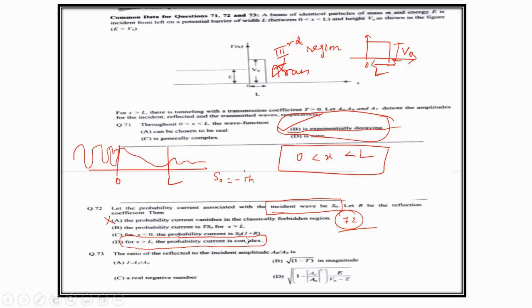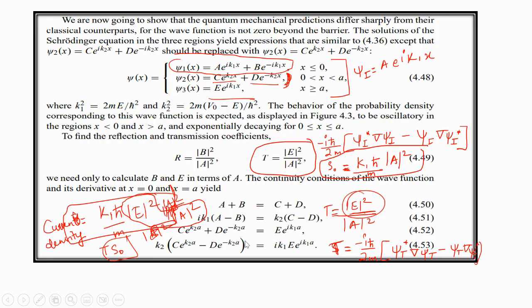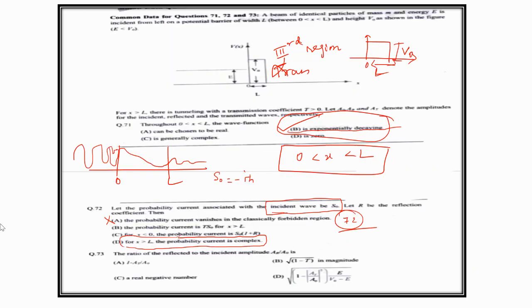I don't know what is written here. Is it i or 1? Harish, you can clarify whether it is i or 1. And for x greater than L, the probability current is complex. It is not complex; you can see here it is a real number. So I think B is the correct answer. You can clarify whether it is i or 1 for C, but when I solved it, I found that B is the correct answer.